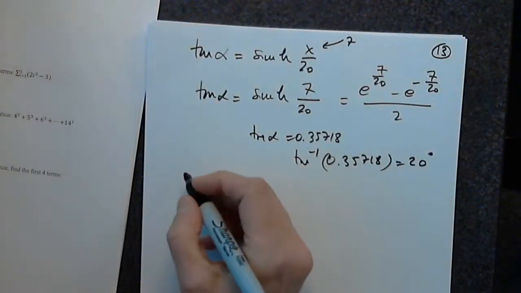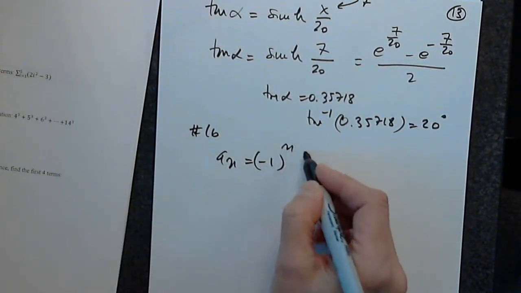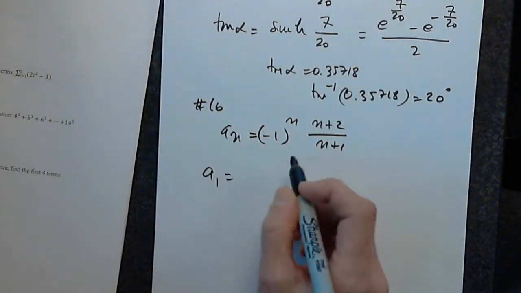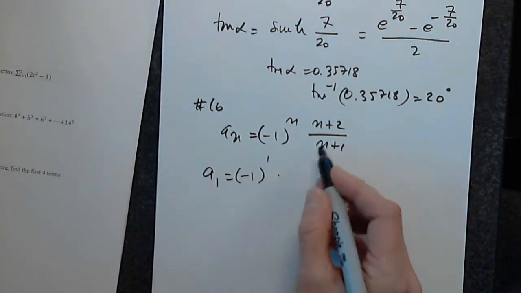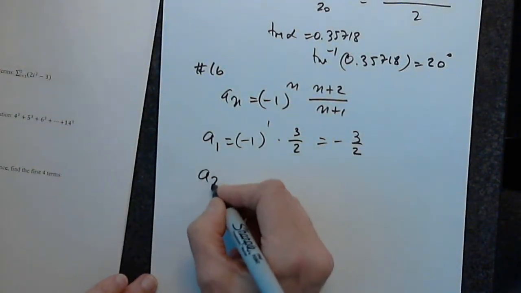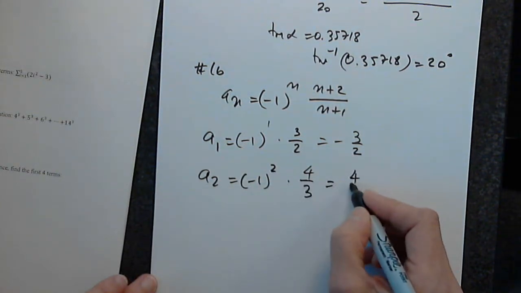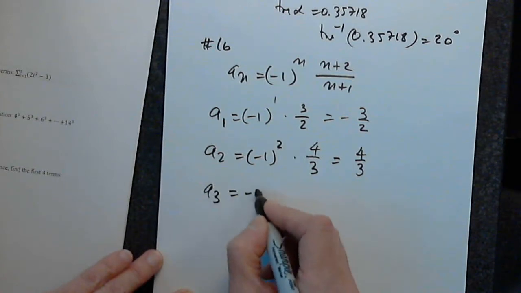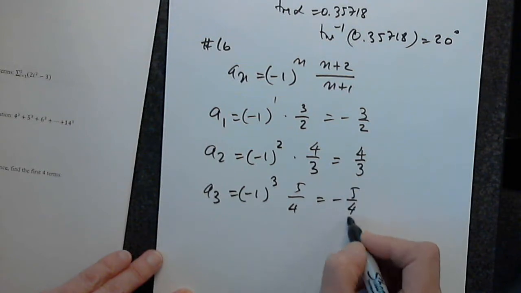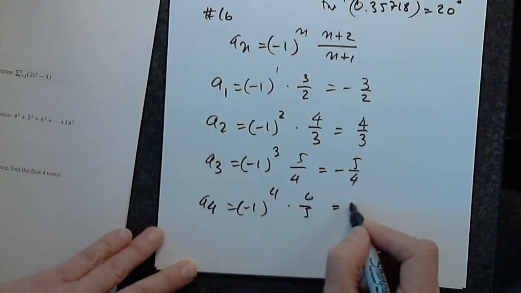Okay. Just number 16. In 16, we have a_n equals negative 1 to the nth power times (n plus 2) over (n plus 1). So for a1, I have negative 1 to the first power times 3 over 2, and it's just negative 3 halves. A2, negative 1 to the second power times 4 over 3, so this is 4 thirds. And a3, negative 1 to the third power times 5 fourths, so this is negative 5 fourths. And for the last one, negative 1 to the fourth times 6 fifths, it's just 6 fifths.